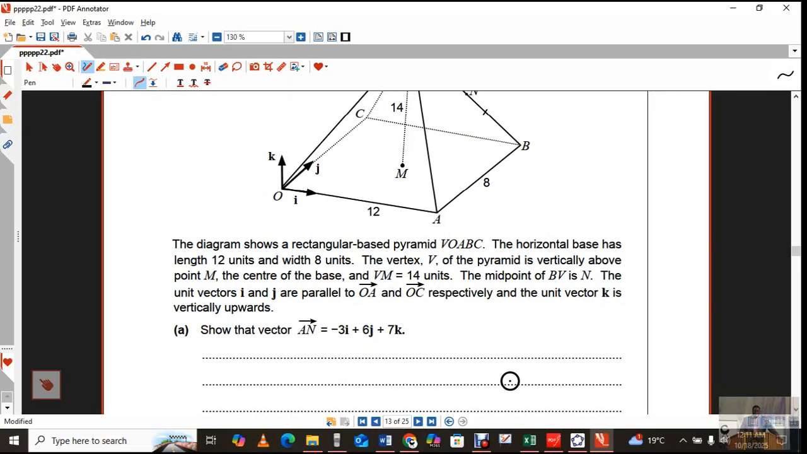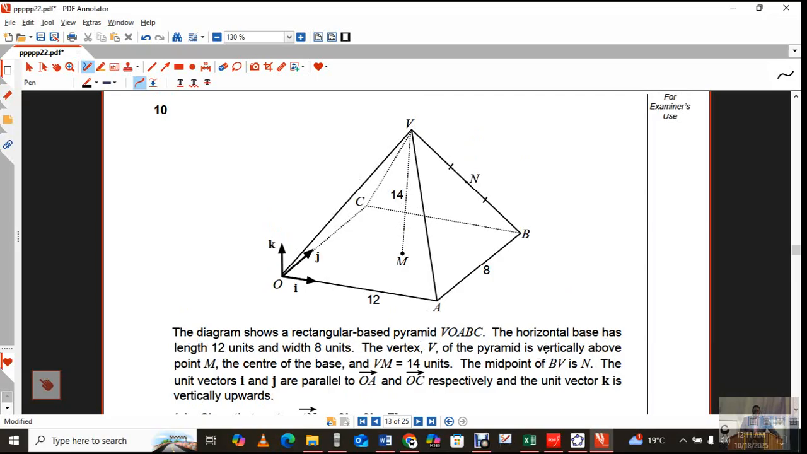Show that AN. So we are now looking for from here up to here. How will we go from there up to there? Think of it as a route you can take. We can take A to B and B to N, but we don't have B to N. All right, so AN can take that particular way.